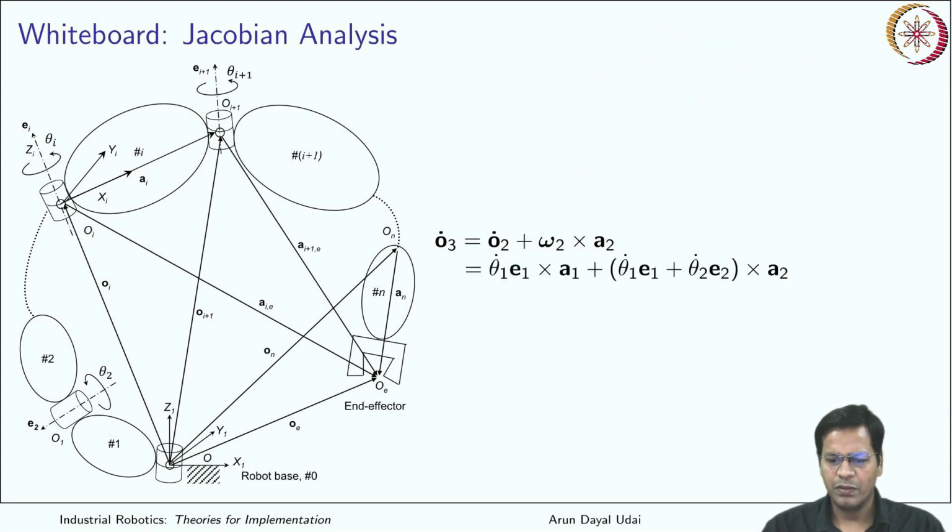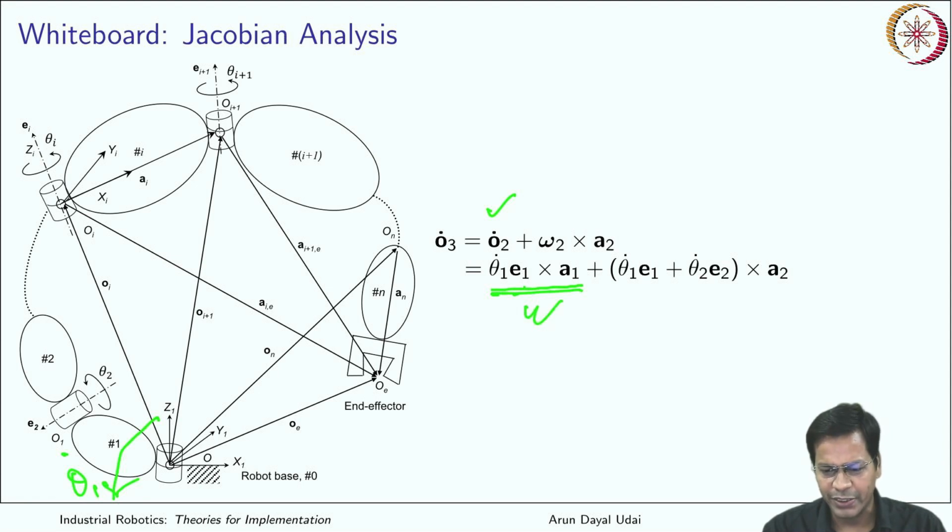Got it? Now can I put it like this? So what is this O2 dot? O2 dot can simply be written as this, from your earlier derivation. O2 dot was because of the rotation of link 1. So you had theta 1 dot, that is the angular velocity, and E1 is the vector along Z1, that is the first axis on which link 1 is placed. This we have already derived.